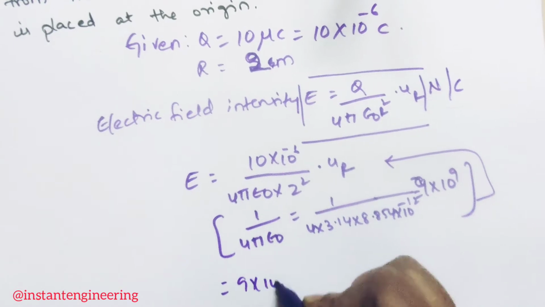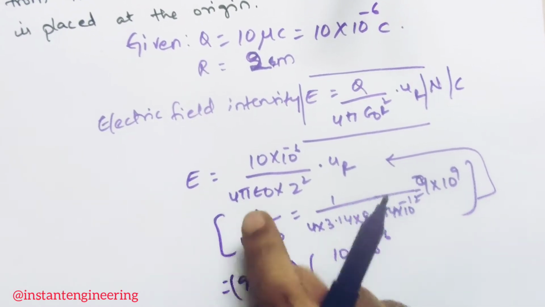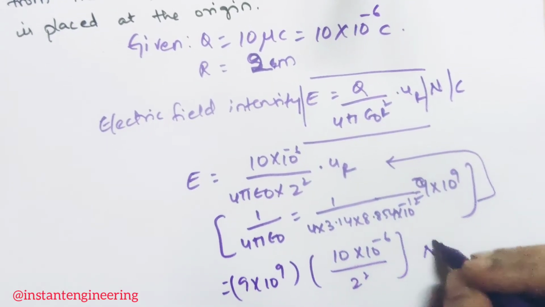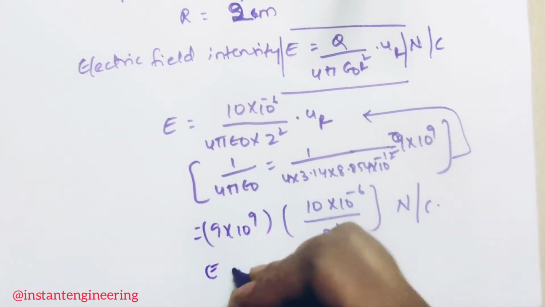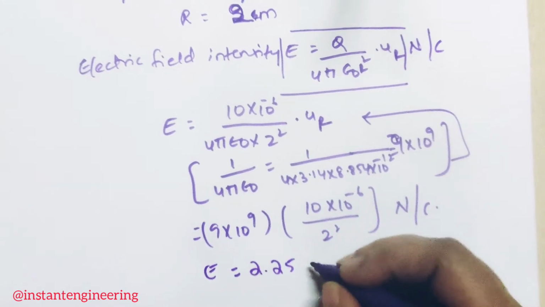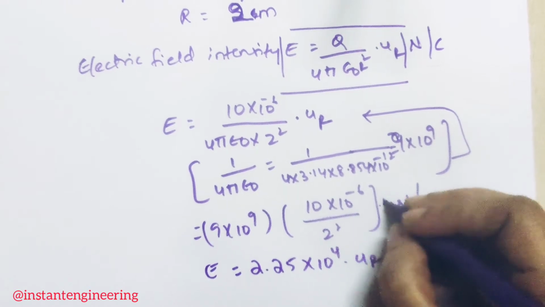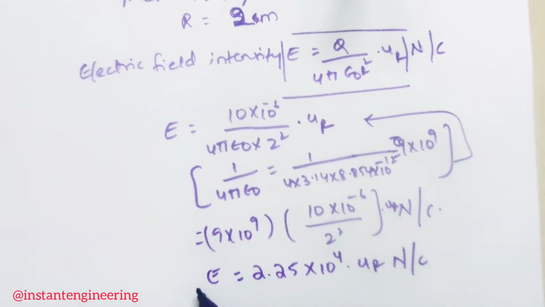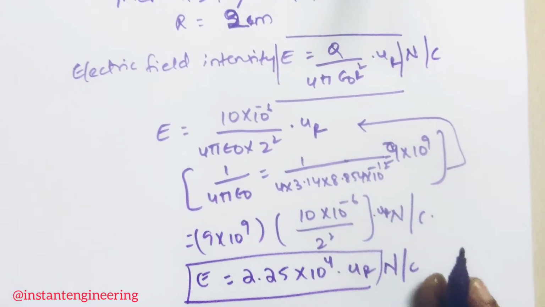So 9 into 10 power 9 into 10 into 10 power minus 6, divided by 2 square, in Newton per coulombs. You just do it in your calculator, you will get it. I am writing it directly: 10 power 4 into UR Newton per coulombs. This is the electric field intensity formula, how to solve this kind of problems.